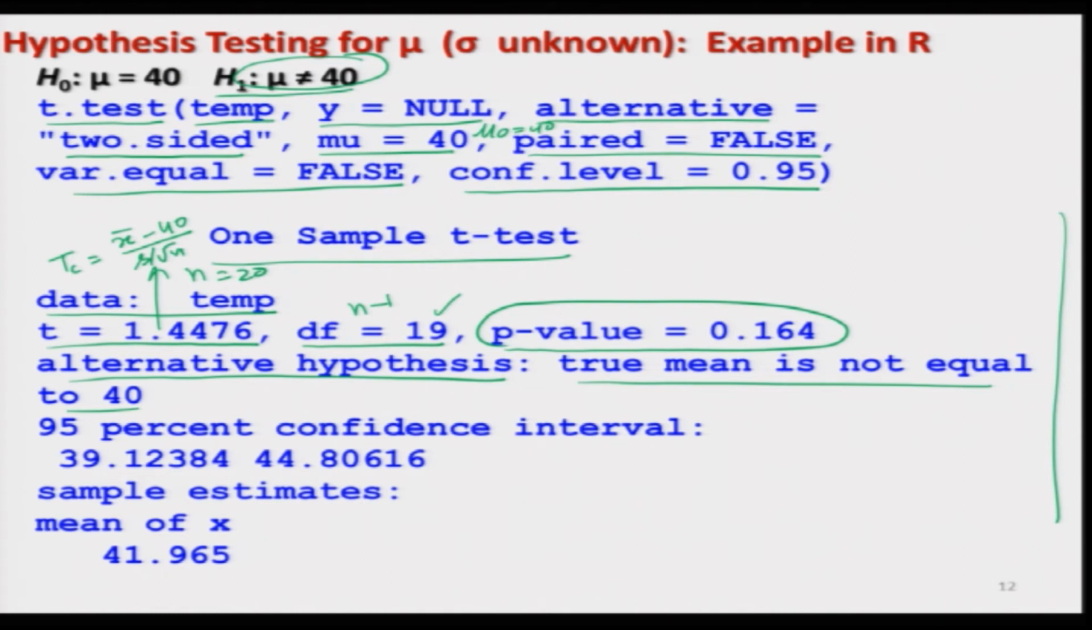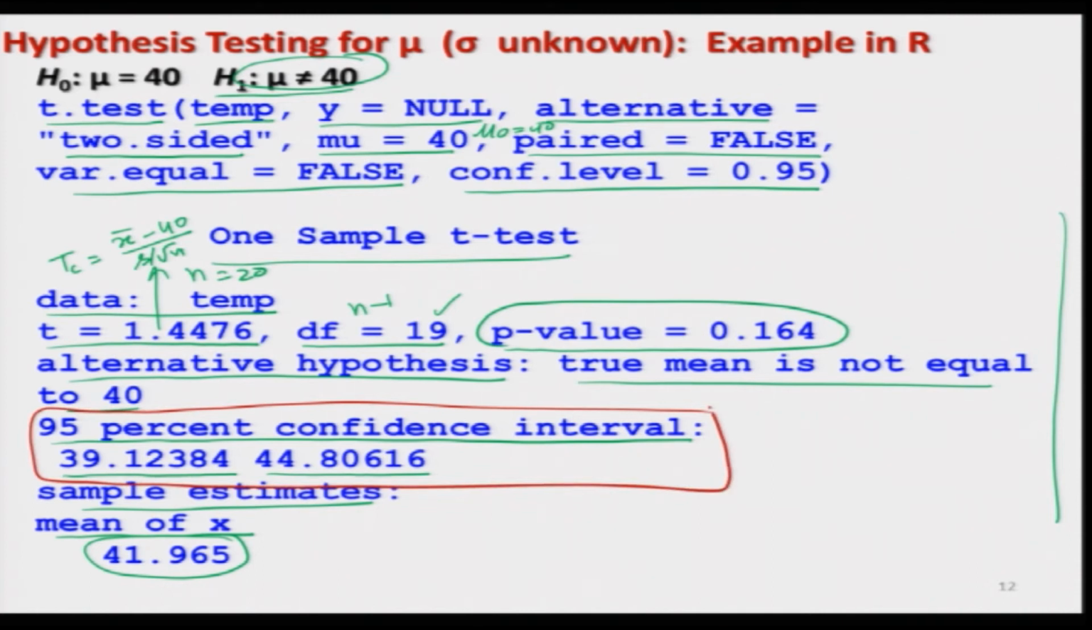Then you see here it is also giving you the 95% confidence interval, which is between 39.12384 to 44.80616, right, and the sample estimate for the mu, that is, the arithmetic mean of x, is coming out to be 41.965. Now I ask you to think, what is this thing?